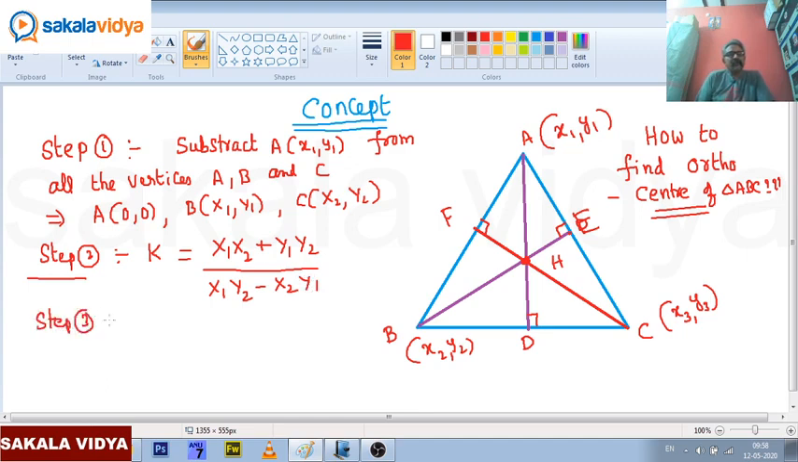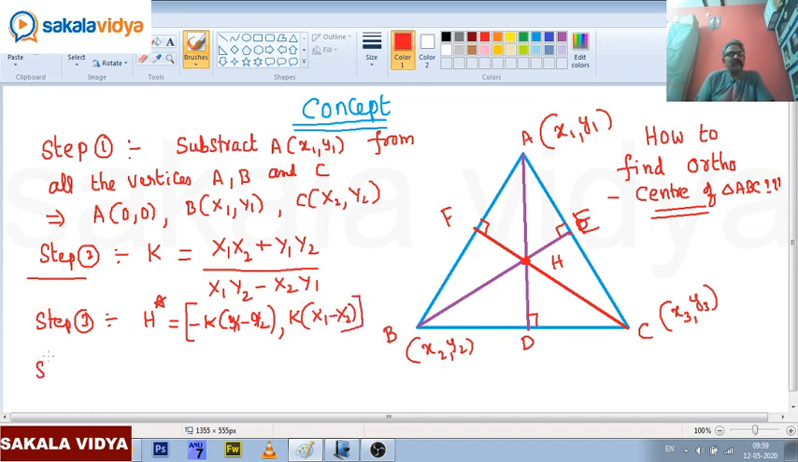What is step 3? Here you get the orthocenter, not the original orthocenter. Actually, now we translated the point to (x1, y1), the new coordinates. H dash is given by minus k into (y1 minus y2), comma, k times (x1 minus x2).